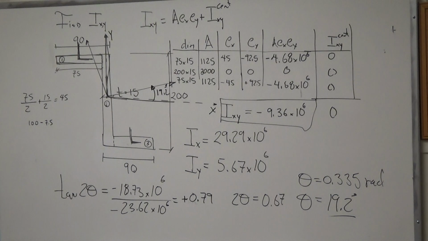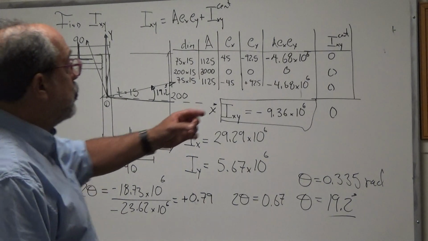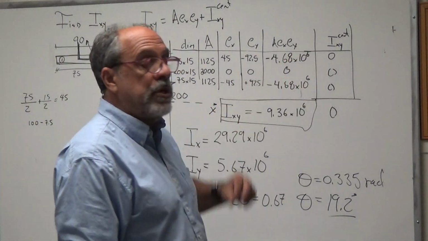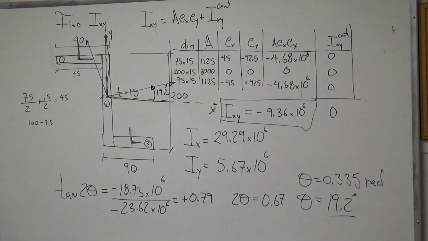So that's that example. Let me consider a second example briefly in which this is not true, that IXY about the centroids are all 0. Okay? Let me pause and do that on the next batch.